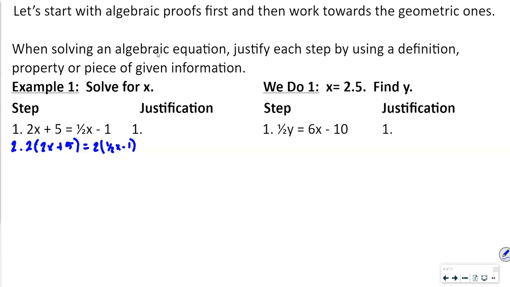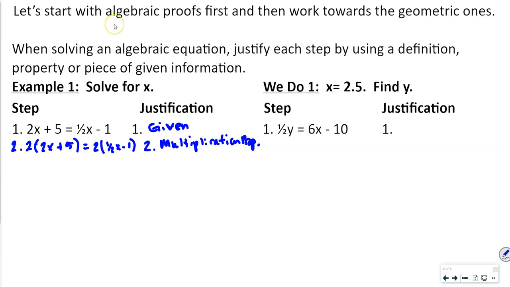So the first step was given. So I want you guys to write that. In most proofs, y'all, the first step is going to be given information. Okay, that was just given to us. So step 2, what do we do here? Aren't we multiplying both sides? So this is the multiplication property. Okay, the multiplication property. And you could write property. I'm just going to write prop, okay?